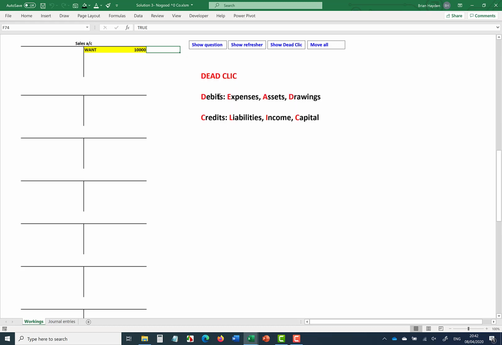Remember, debit-click tells me debits for expenses, assets, drawings, credits for liabilities, income and capital. If you're familiar with balance sheets, you should be aware that an accrued item is a current liability, so it should appear on the credit side of the relevant account. A liability always has a balance on the credit side.